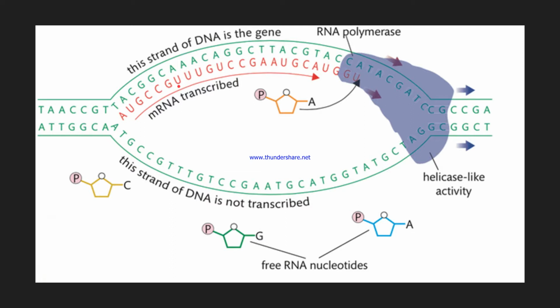After this, we hit the final step, which is termination. Termination just means that the RNA polymerase reaches a certain termination site where it's told to stop building this mRNA. So we then have mRNA that can be set free from the DNA.